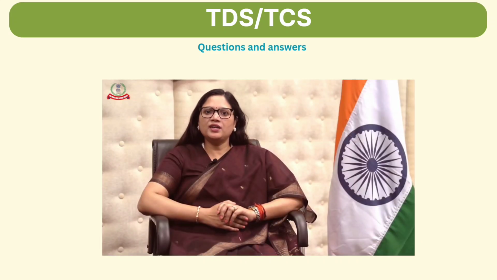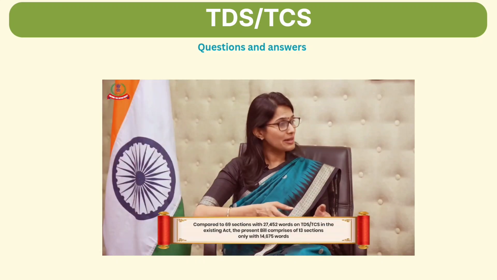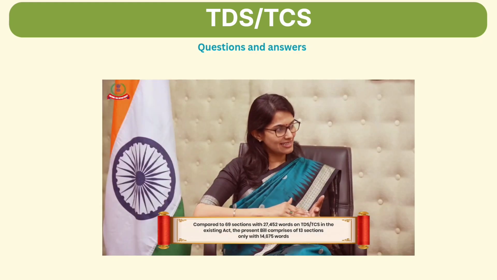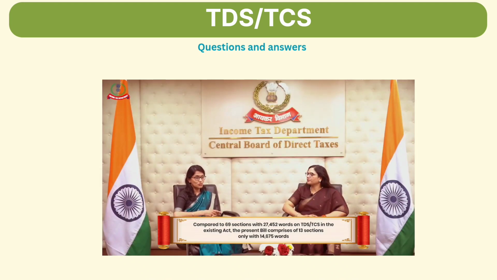Ma'am, what is the extent of reduction in terms of number of sections and number of words? As I told you earlier, Pratibha, in the existing Act of 1961, TDS and TCS provisions are in Chapter 17 in Part A, Part B and Part BB, consisting of 69 sections. In comparison, in the proposed bill, these provisions related to TDS TCS are in 13 sections only, that is section 390 to 402, as against 27,452 words in these TDS TCS provisions in the existing Income Tax Act 1961.